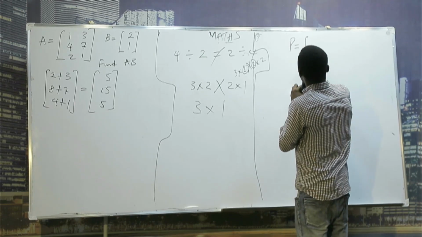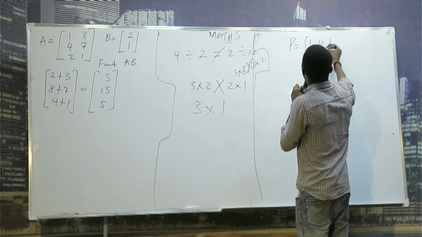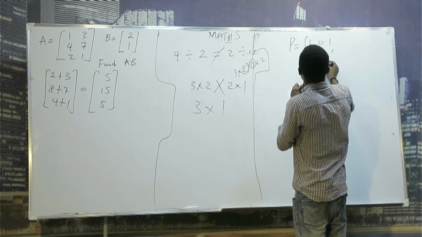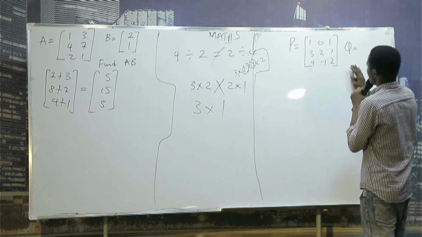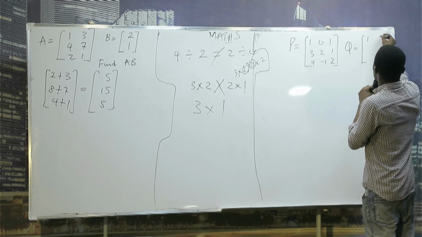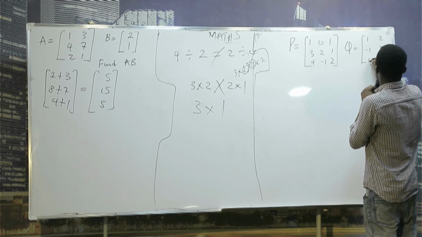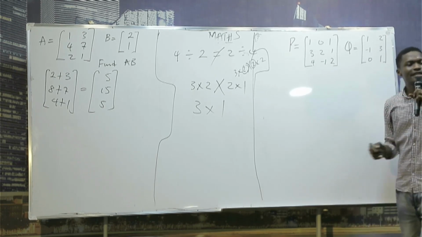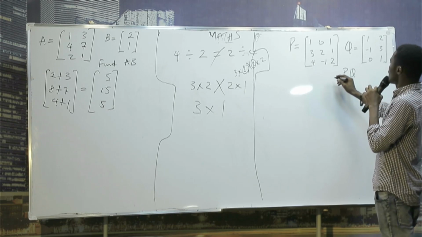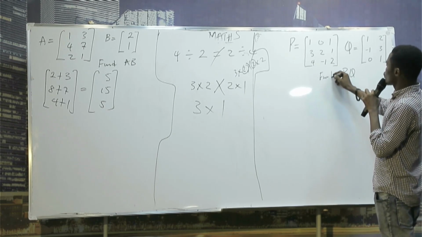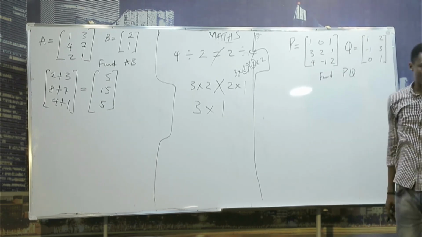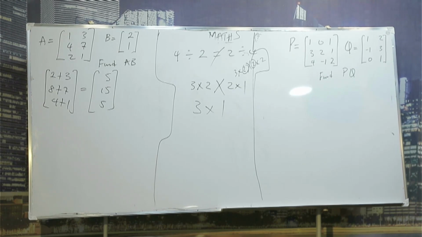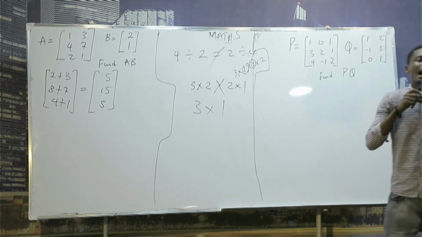They said P is equal to 1, 0, 1, 3, 2, 1, 4, minus 1, 2. And Q is equal to 1, 2, minus 1, 3, 0, 1. First of all, is it multiplicable? PQ. Are you sure? So 3 by 3 and 3 by 2. It is possible. So your answer will have what order? 3 by 2. Get me PQ.